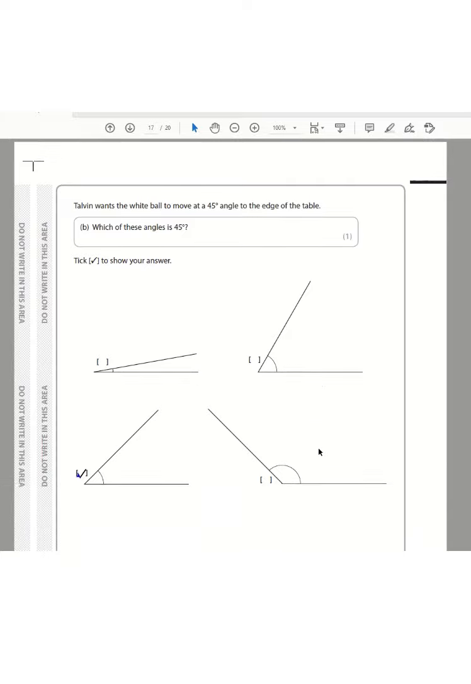Okay, which one here wants the white ball to move 45 degrees to the table? It's that one, 45 degrees being half of 90.